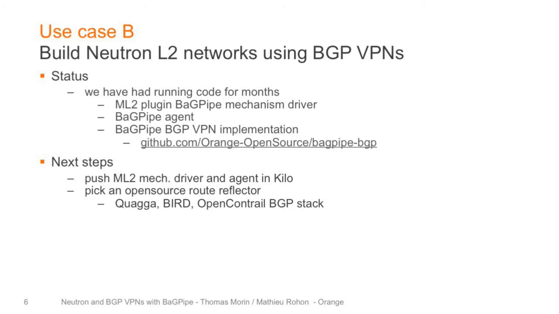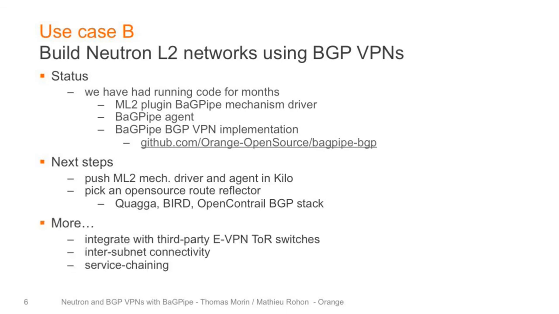And the second work item is to pick an open source route reflector, which is used to dispatch the BGP routes between the BGP implementation and compute nodes. So there are different open source options here, which are interesting to look at. We also have, as a backup solution, existing commercial solutions for BGP route reflection. And beyond these next steps, we have work in progress to integrate with third-party EVPN top-of-rack switches, work on inter-subnet connectivity, and work on service chaining.